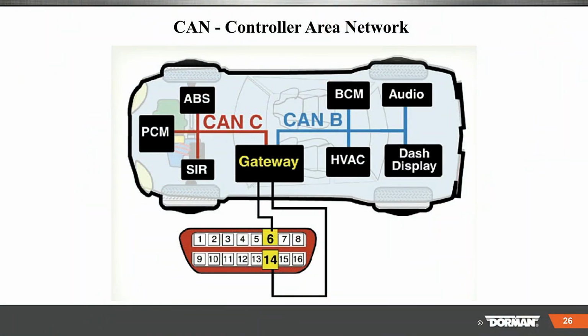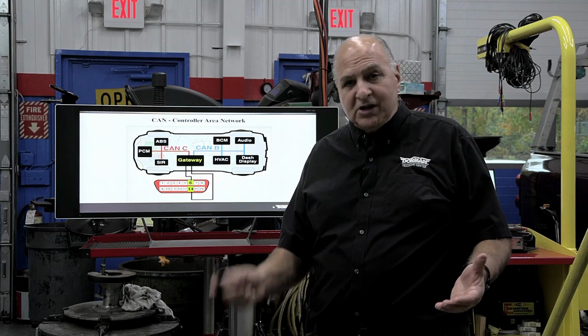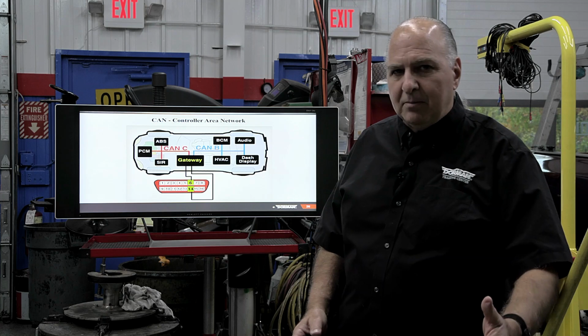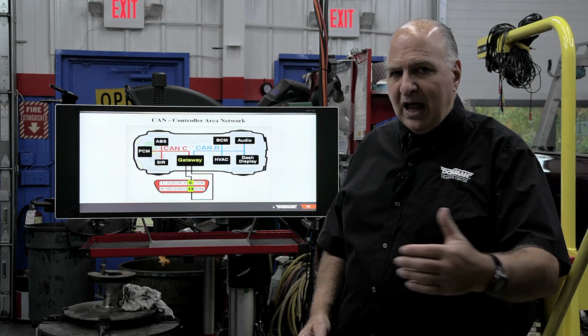Because think about it. You don't need a lot of speed for maybe your trunk lock. That could be on Class A. Does the trunk need to open super duper fast? No, you press the button, boom, okay? But your PCM, your TCM, right? It needs information. ADAS, airbags.